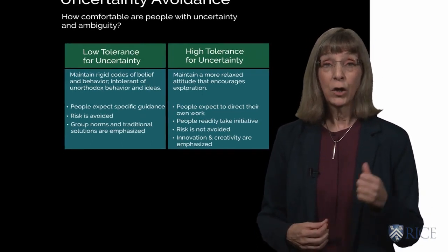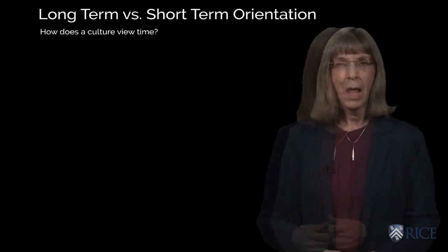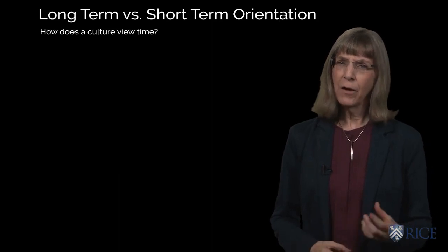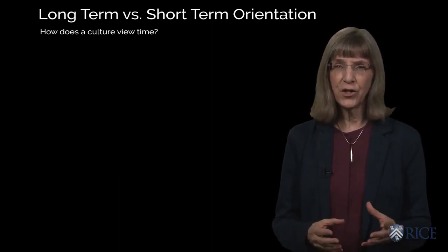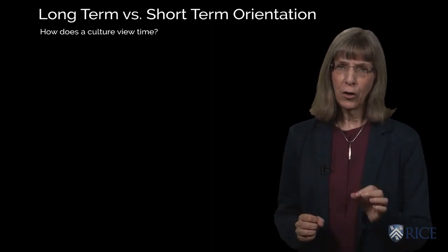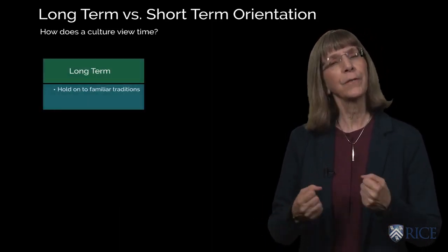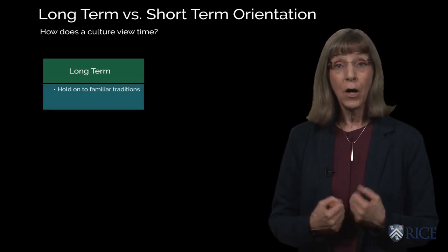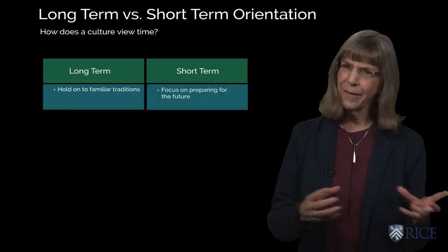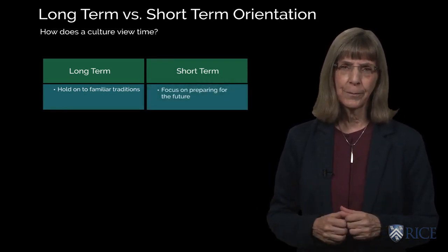Number five, long-term versus short-term orientation. Long-term versus short-term orientation involves how a culture views their relationship with the past, present, and future. Cultures that favor long-term orientation tend to hold on to familiar traditions. Cultures that favor short-term orientation tend to let the past go and focus on preparing for the future.